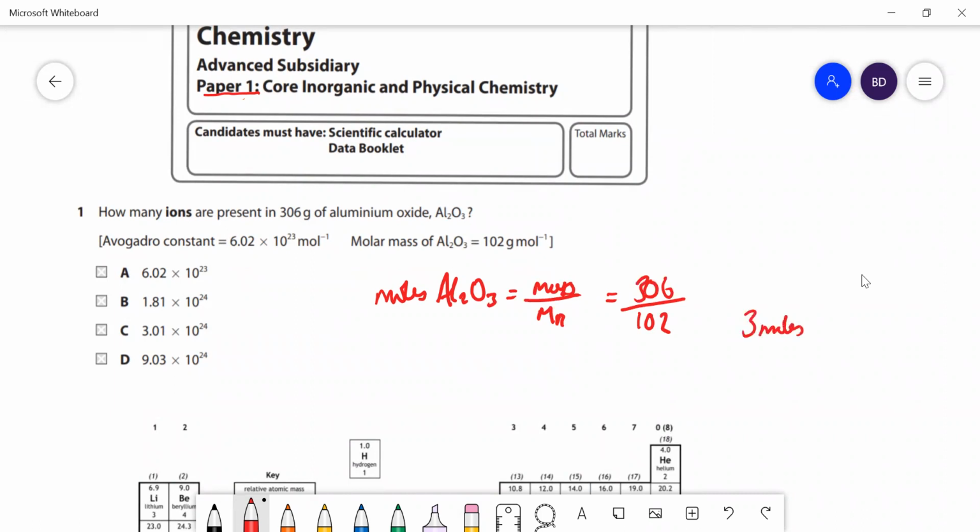Okay. Now 1 mole of aluminium oxide contains 5 moles of ions: 2 aluminium ions and 3 oxygen ones. So 3 moles altogether is going to contain 15 moles of ions, 3 times 5. And so to work out the number of ions, we need to multiply that by the Avogadro constant. So it's going to be 15 multiplied by 6.02 times 10 to the 23. And that gives us an answer. It's D. It's 9.03 times 10 to the 24.